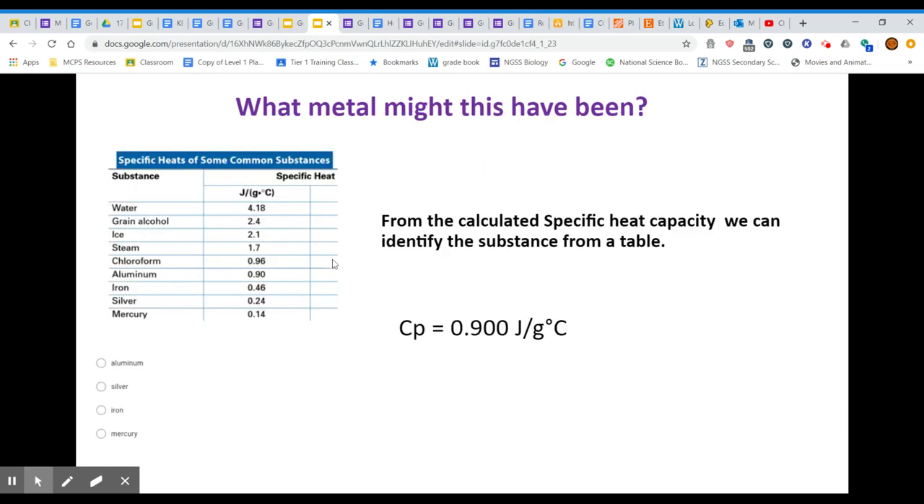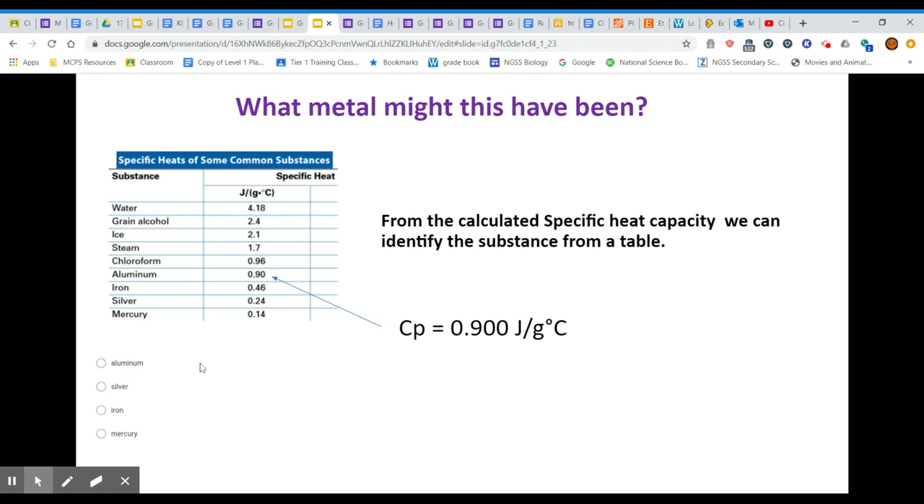Now finally we'll figure out which metal has been used. So we know that the specific heat capacity is specific to the substance. Here the specific heat was calculated as 0.900 joules per gram degree Celsius. So we look at our data table, our known values of different metals, and we figure out that this matches with aluminum. So the specific heat of the metal is 0.90, which matches with aluminum.